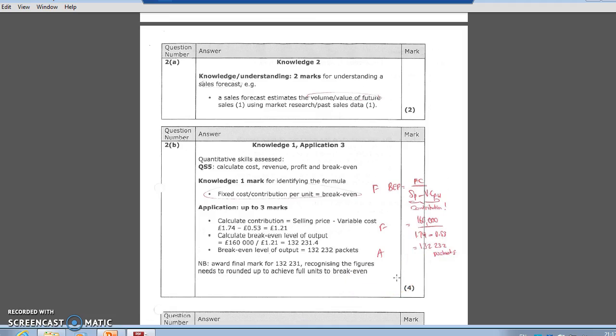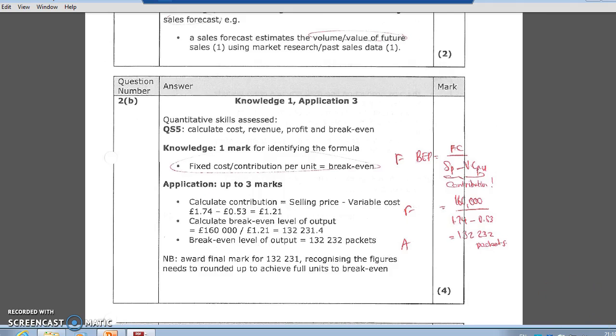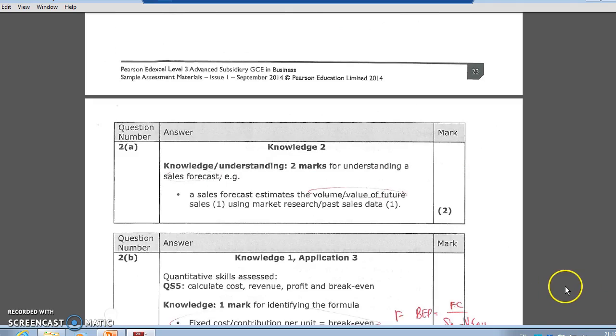And then your answer, 132,232, if you round it up to a full number. Again, if it's a decimal, normally we leave it at 2 decimal places, but you can't really have that with biscuits, packet of biscuits. You either have 132,231 or 132,232 packets. It's one or the other. Okay, again, FFA, formula figures, and the answer for that one.